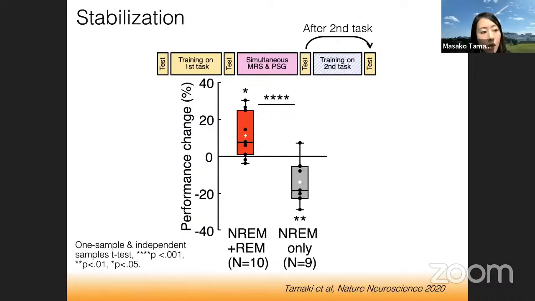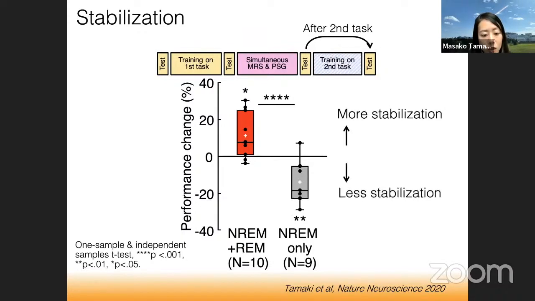And this figure shows the performance change after the second task. So this shows the amount of stabilization of learning. Larger values indicate more stabilization, and smaller values indicate less stabilization of learning. For the non-REM and REM group, performance significantly improved after sleep. However, for the non-REM only group, even after the training and the sleep, performance deteriorated significantly after training on the second task.